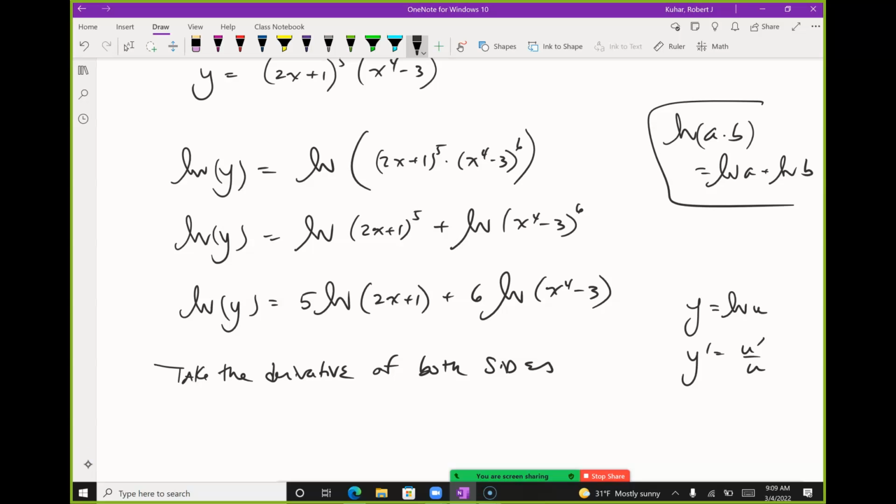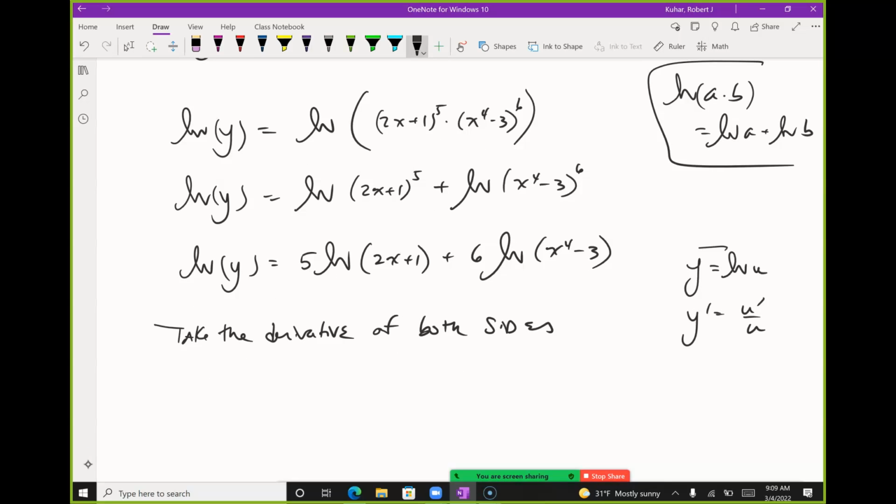What happens on the left? Look at my little box here with my property. Start on the left side. The ln of y has a derivative of y prime over y. And now, the right side.